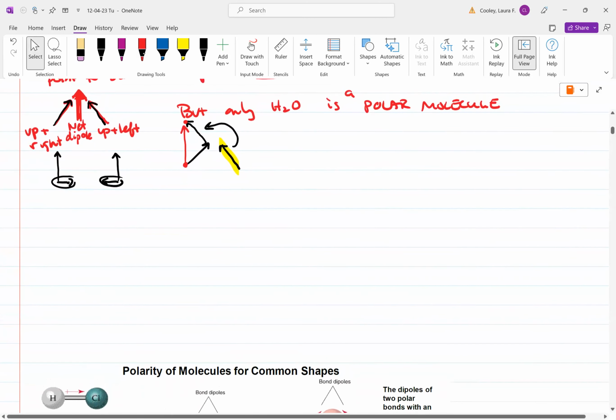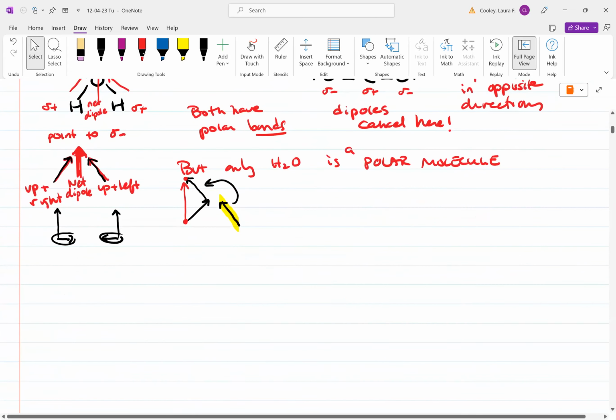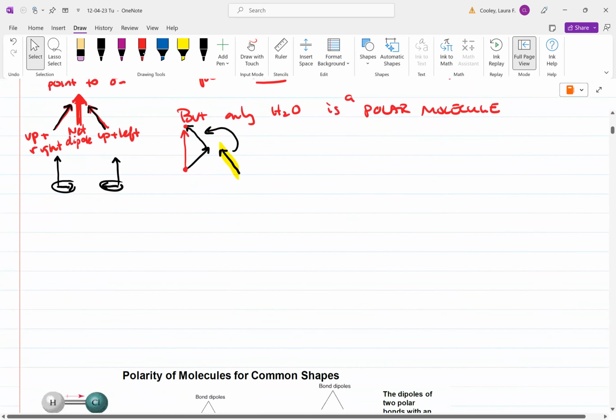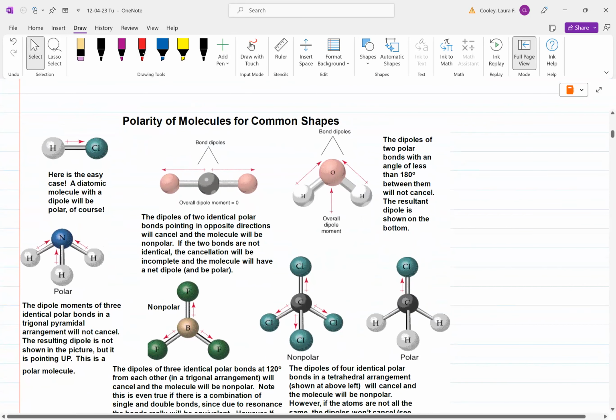So that's why CO2 is not polar and H2O is polar. We have this handout that I gave you that has basically all the situations that you're going to run into. If you don't like the vector addition or trying to figure that out in your head, this piece of paper gives you almost all of the combinations that you'd ever have to worry about.